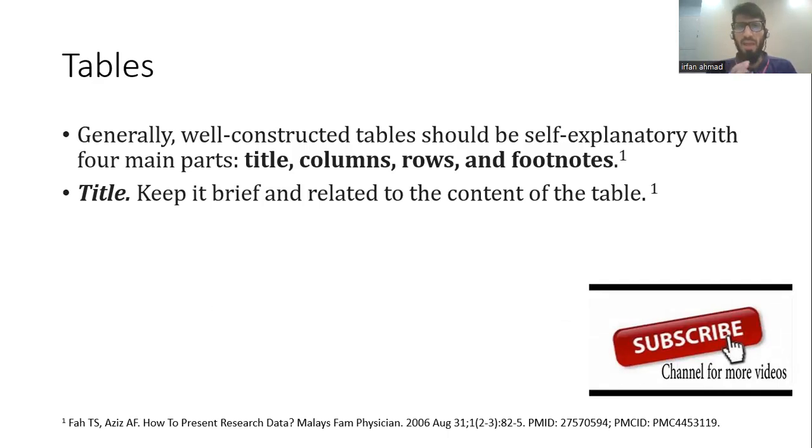It has four main parts: titles, columns, rows, and footnotes. Always remember to keep the title brief and concise. The columns and rows contain your data, and the footnotes contain any explanation of the data. For example, if you use any abbreviations, they should be explained in the footnotes. If you use any symbols for significance or no significance, these symbols should be explained in the footnotes so that the reader can understand what they stand for. For example, if you use TUG, the footnote should explain that TUG stands for Timed Up and Go test.